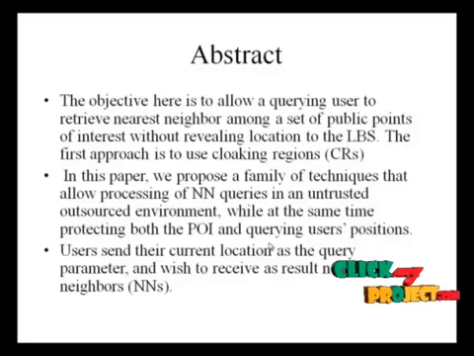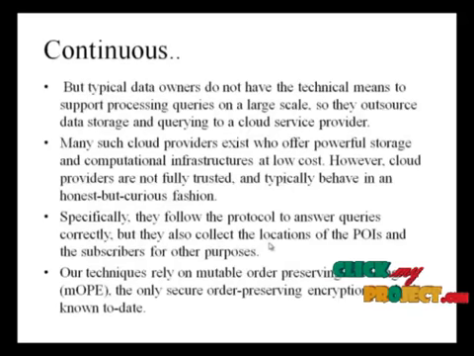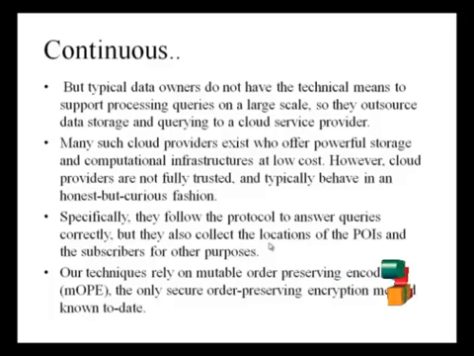Users send their current location as the query parameter and wish to receive the nearest neighbors as a result. But typical data owners do not have the technical means to support processing queries on a large scale, so they outsource data storage and querying to a cloud service provider. Many such cloud providers exist who offer powerful storage and computational infrastructures at low cost. However, cloud providers are not fully trusted and typically behave in an honest but curious fashion. Specifically, they follow the protocol to answer queries correctly, but they also collect locations of the points of interest and the subscribers for other purposes.